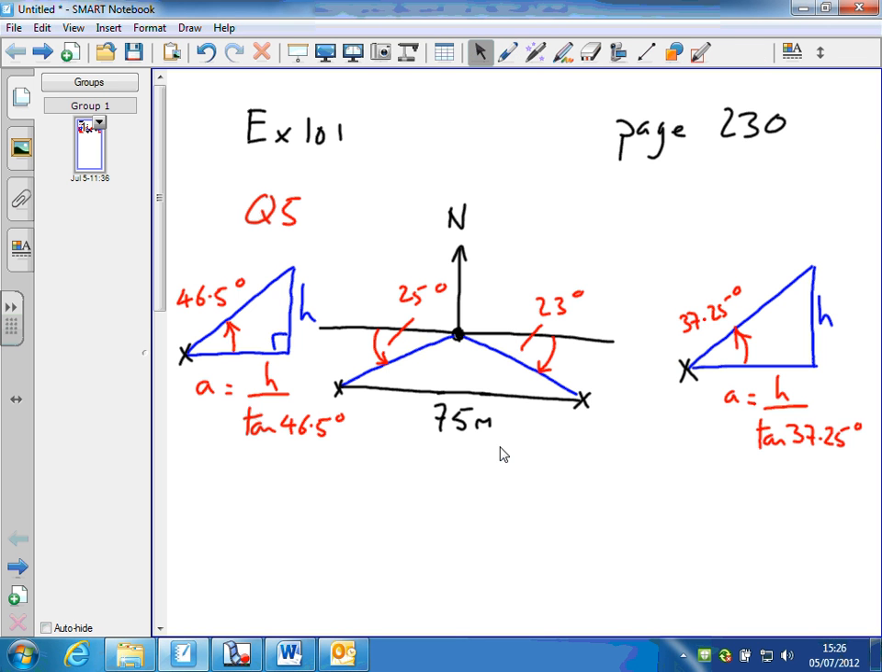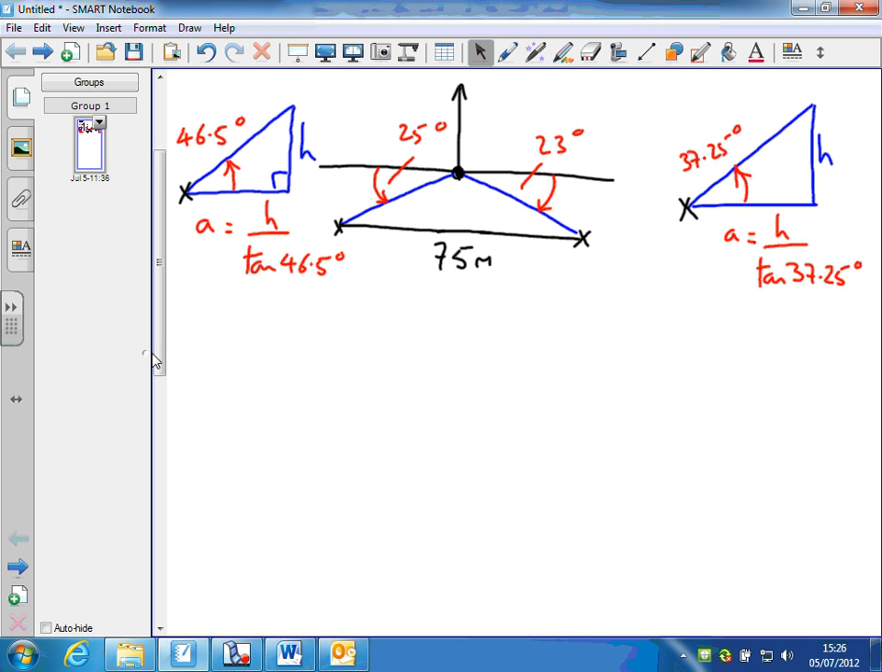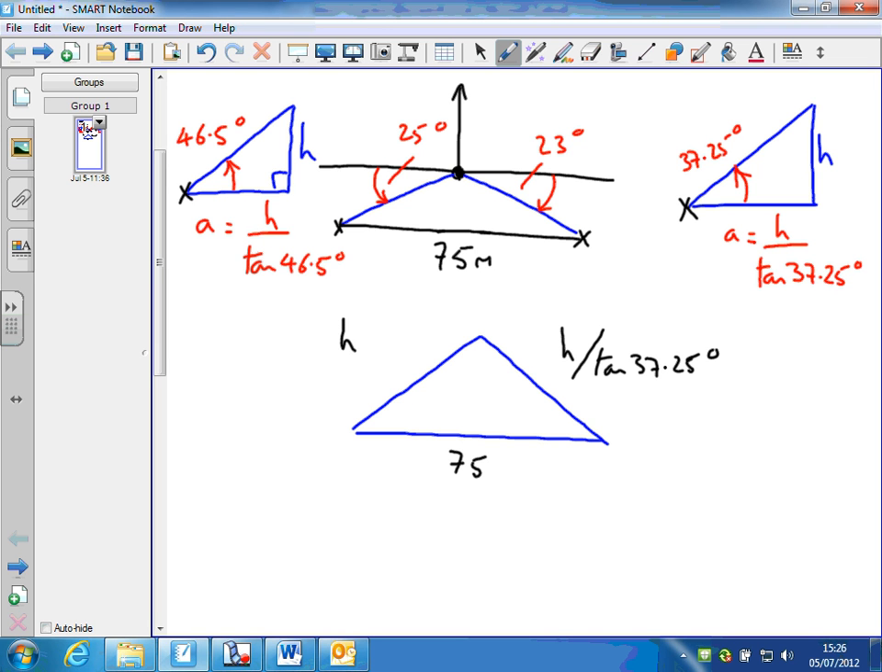So I can come down here now and know this angle. We're drawing in this triangle. I now know that this side is 75, this side is h over the tangent of 37.25 degrees, and this side is h over the tangent of 46.5 degrees. I can work out this angle. So that's 25 and 23, they add up together to make 48. Subtracted from 180 makes 132 degrees. So this is 132 degrees.